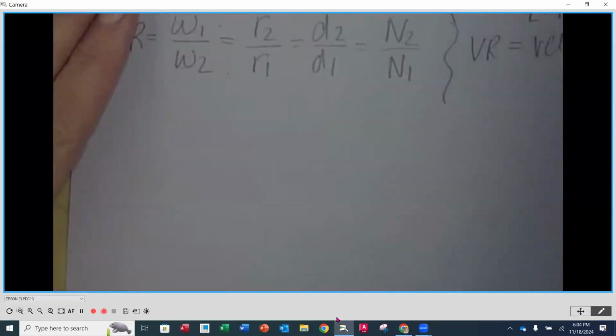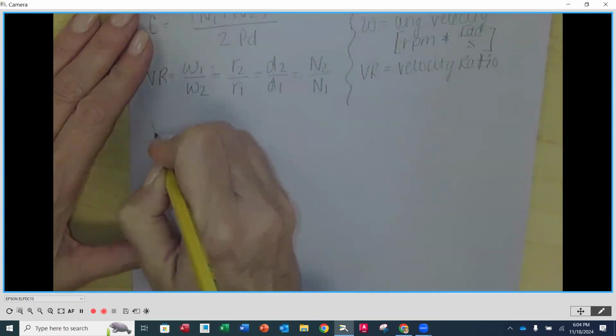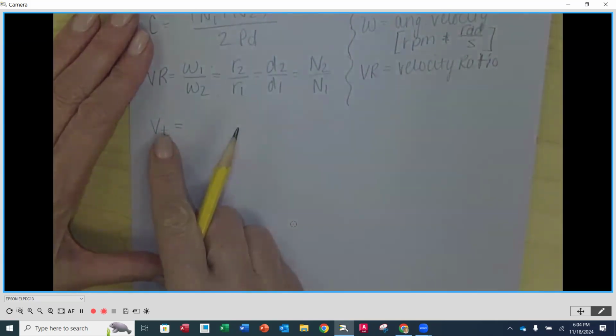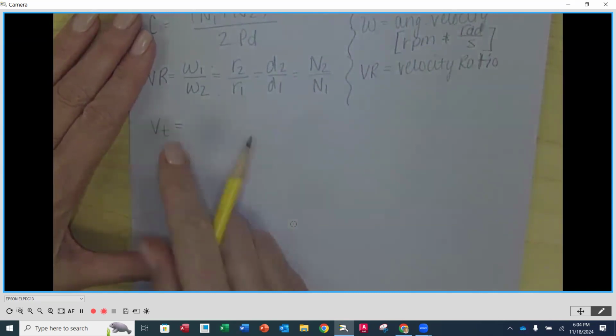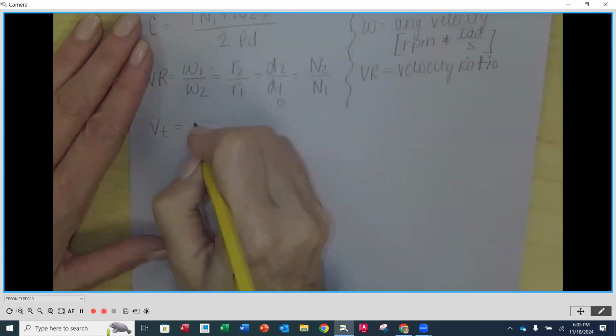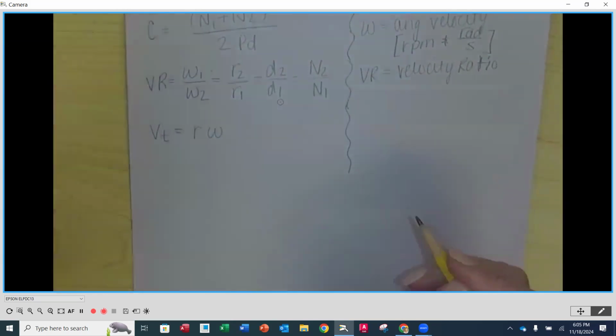So here, we can say that the tangential velocity, or the pitch line speed, because it's the speed along the pitch diameter, which is why it's called pitch line speed, is going to be equal to radius times angular velocity.